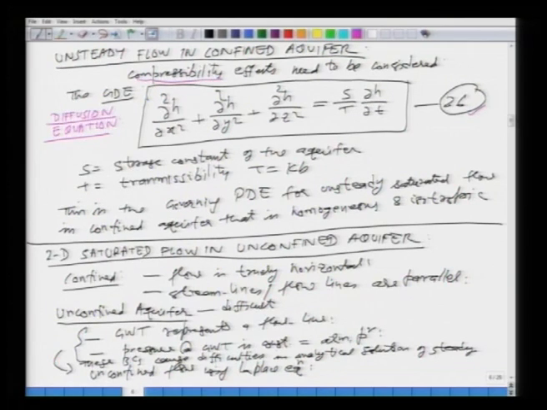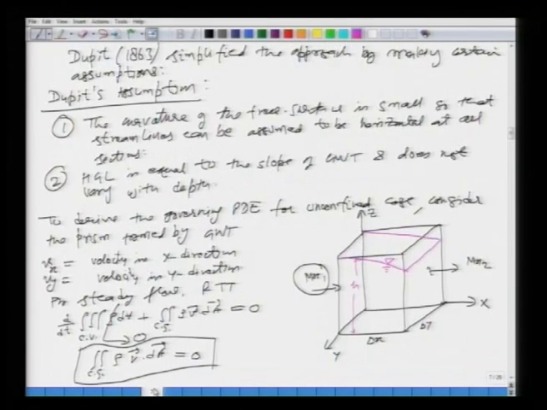We said that the confined aquifer things are very nice, flow is truly horizontal, streamlines are parallel, but unconfined aquifer poses certain difficulties, which were listed here. To overcome these difficulties, Dupuit in 1863 simplified this approach of attacking this problem, and he made certain assumptions, and we listed them here, 1 and 2. Under these assumptions, then we started to derive the governing partial differential equation for the unconfined case.